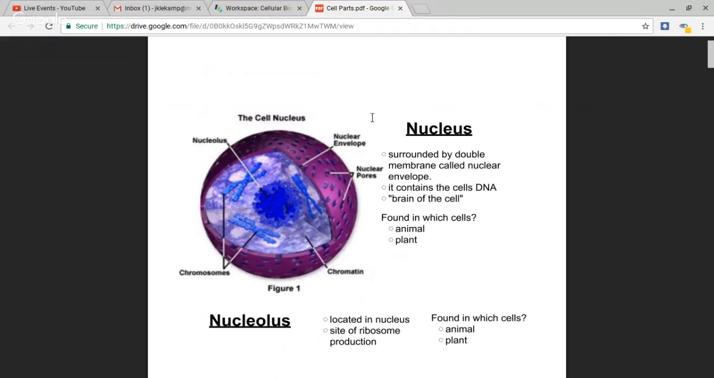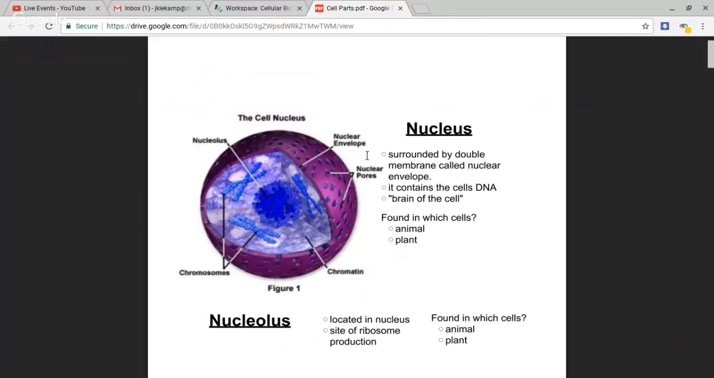So we'll just start here with the nucleus, a big central mass in the middle of the cell, usually the brain of the cell. It's surrounded by a double membrane called the nuclear envelope or the nuclear membrane, and it's where the DNA is located in a eukaryotic cell. Remember, the big differences between a eukaryotic cell and a prokaryotic cell is that a eukaryotic cell has membrane-bound organelles and also the presence of a nucleus, whereas the prokaryotic cell is pretty simple and does not have that.